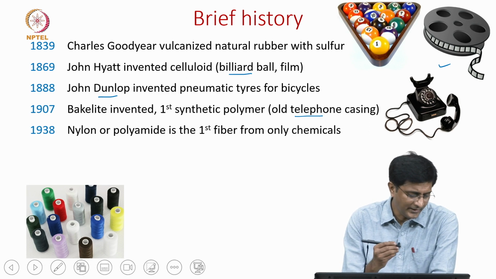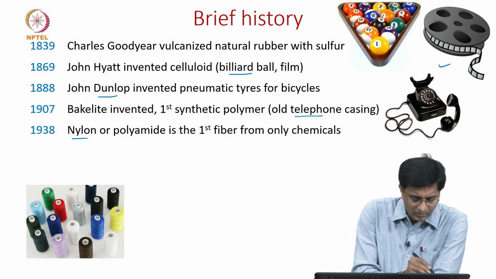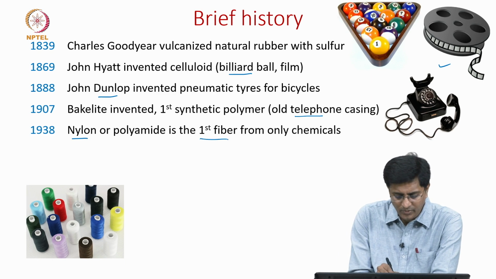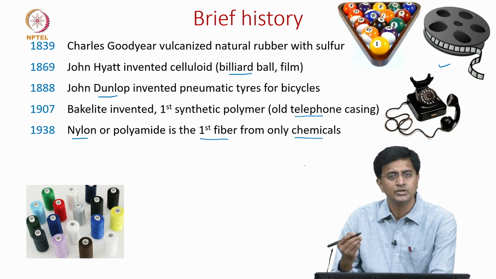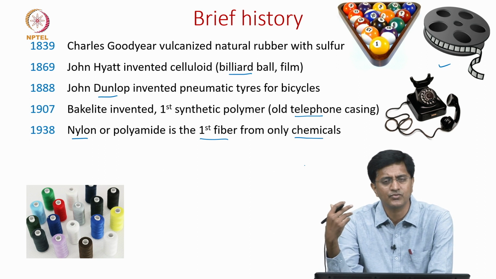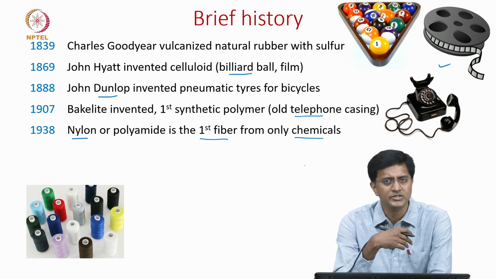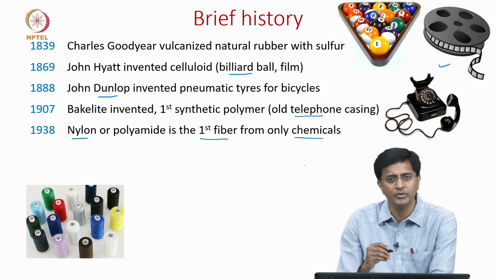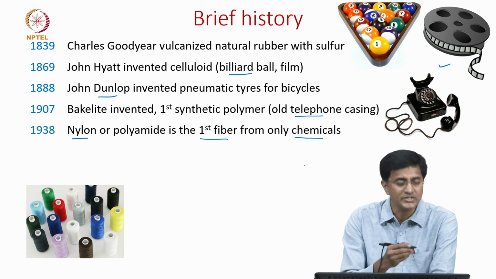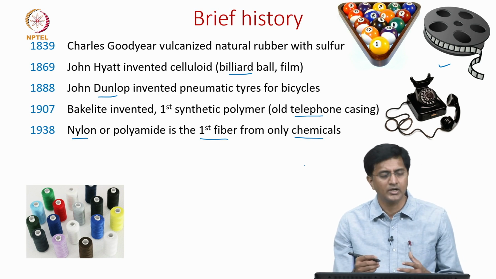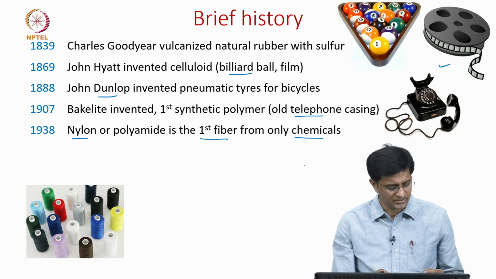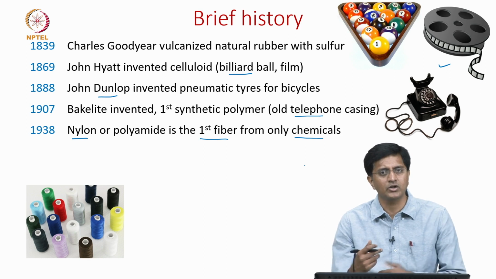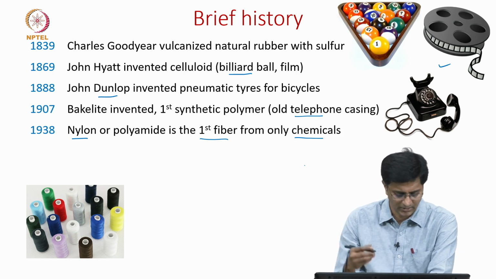Next, in 1938, nylon was invented. This is the first fiber made only from chemicals. Fibers, as you know, have been used from ages. For example, the fabrics are all made up of fibers, and these fibers come from both natural as well as synthetic polymers. But nylon is the first synthetic fiber which has been invented, and it found several applications, such as, of course, clothing, but also in fishing nets and other applications.